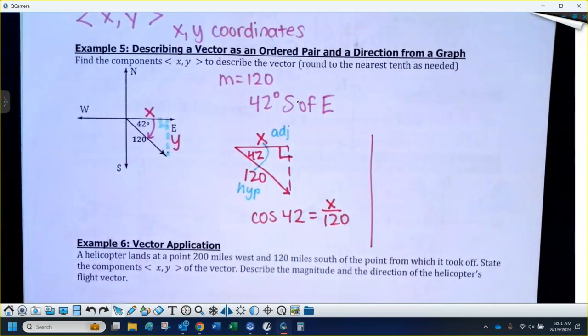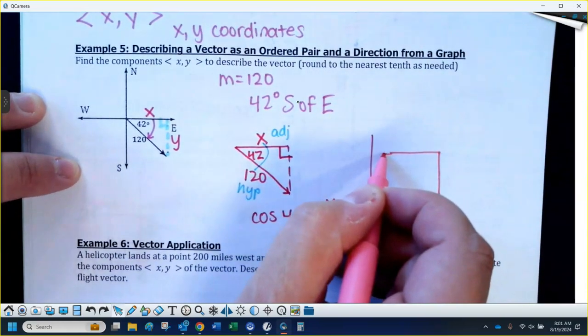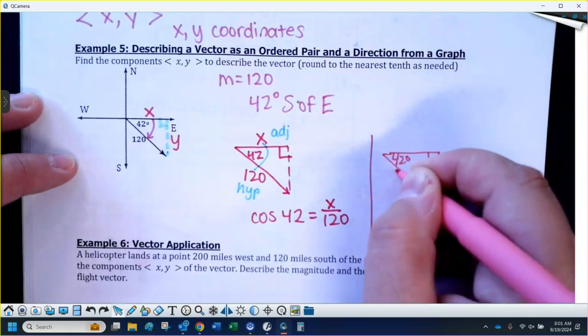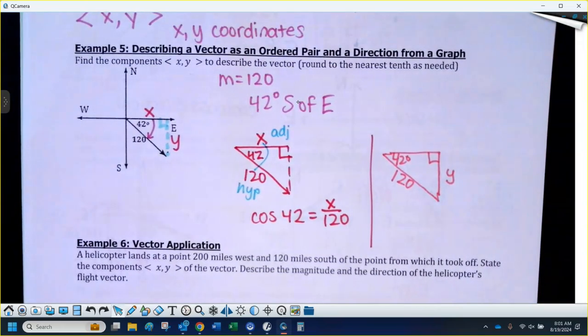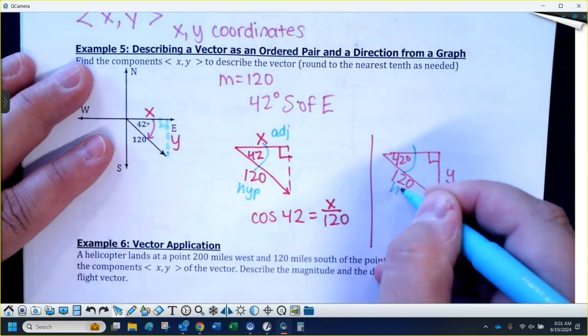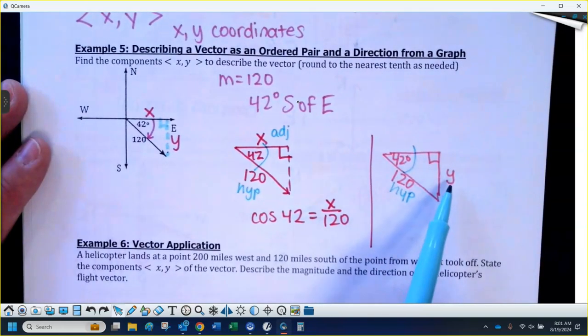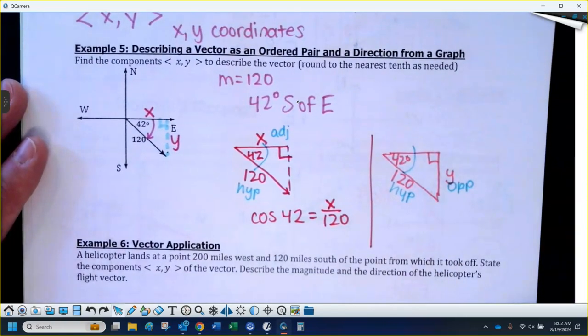Okay, now I'm just going to draw a separate triangle real quick, and we'll actually find that in a second. So if I draw that same little thing, I'm just trying to draw it without information I don't need. I had a 42-degree angle, the magnitude was 120. The other thing we have to find is the y-coordinate to get my component. So if I redraw that real quick, this is still the hypotenuse, because the magnitude's always the hypotenuse. How is y related to that angle? Opposite. Exactly.